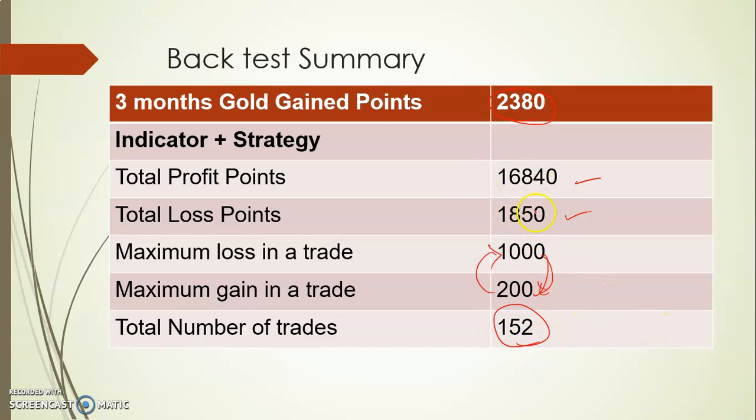So even if you take this number from here, we made 15,000 points. If you compare, our ratio is close to 1:5. If you simply buy and hold gold, you get 2,380 points. If you use the indicator along with the strategy, we have gained 15,000 points. So there is a difference of 12,500 points, which is the additional points you get if you use the indicator and strategy, and this is for just 3 months for gold.